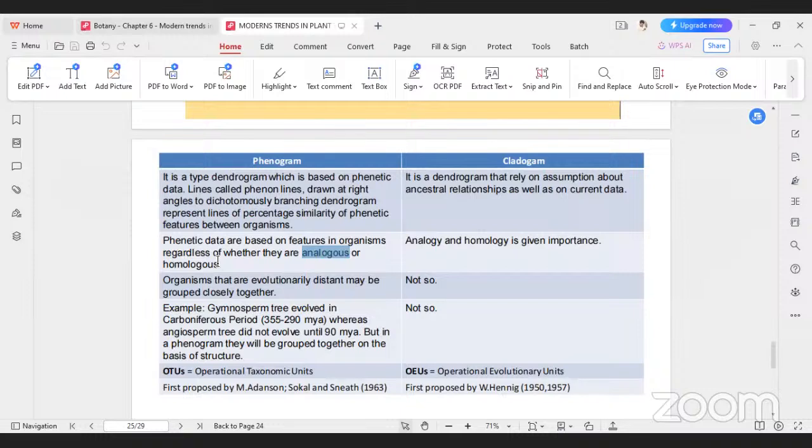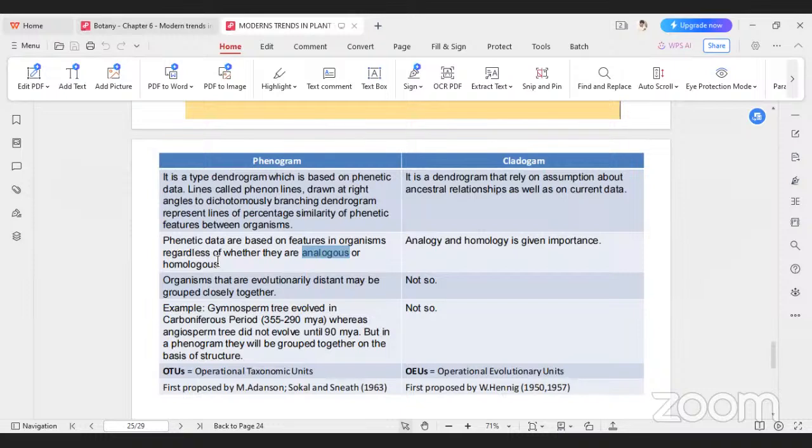In a phenogram, we classify the plant based on clear observation data. But in a cladogram, there is some assumption. Maybe you don't know the ancestor plant, but you know the present data. Based on current data, you can assume the ancestors and affinities of that plant. And phonetic data are based on features of the organism regardless of whether they are analogous or homologous.